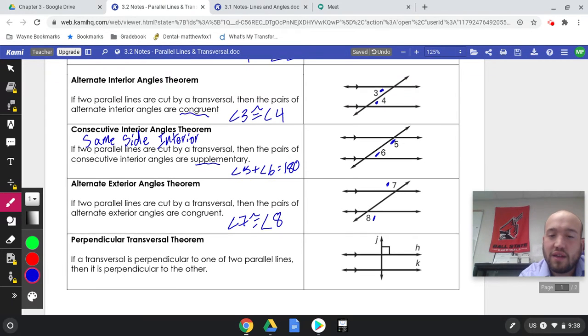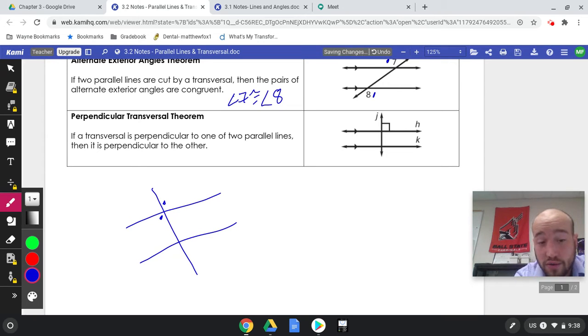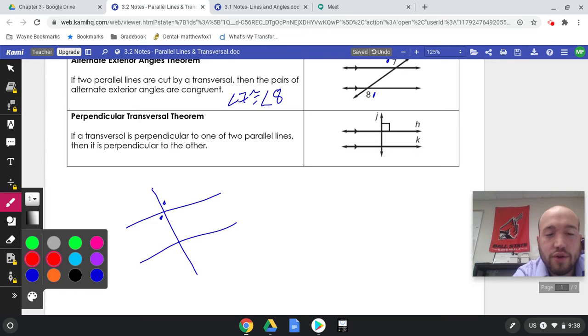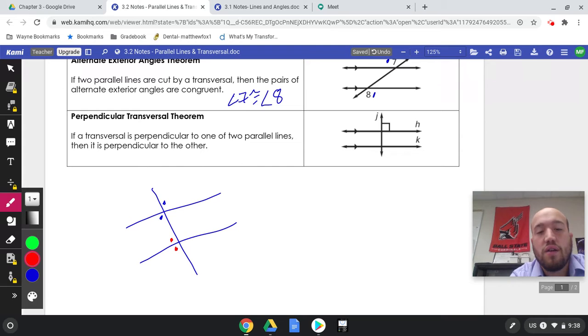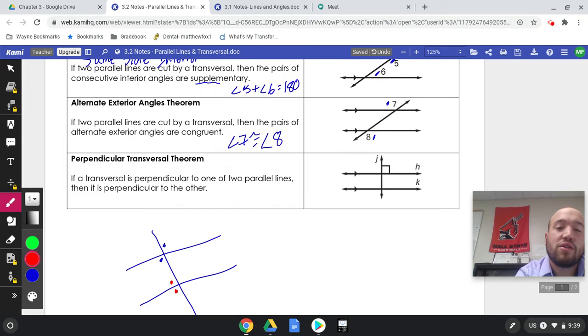Now keep in mind, there's also the case of these two blue dots, those are vertical angles, which we know are congruent. And then those two red dots are a linear pair. And remember, those are supplementary, add up to 180. So those are some other things. Final piece of information here says if a transversal is perpendicular to one of the two parallel lines, it's perpendicular to the other. So this is just something to think about, but basically if there's a 90-degree angle there, we also know there's a 90-degree angle there.